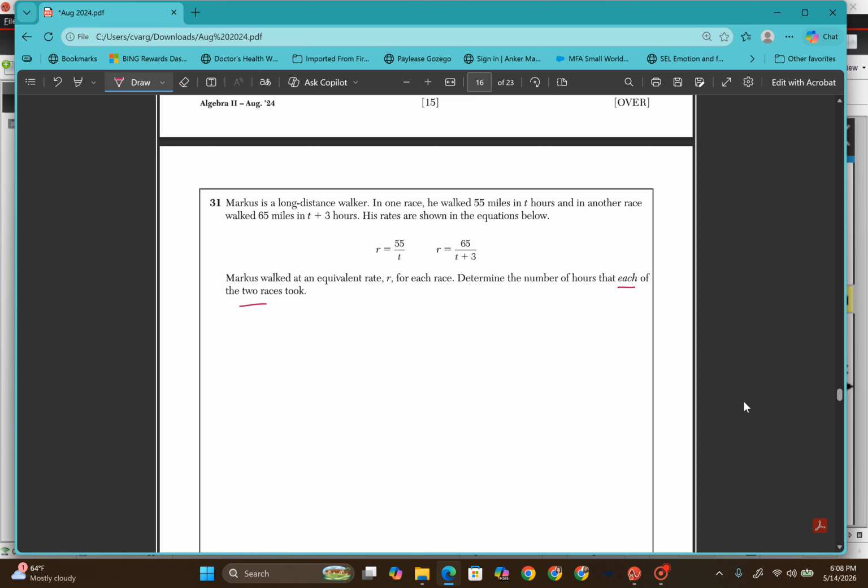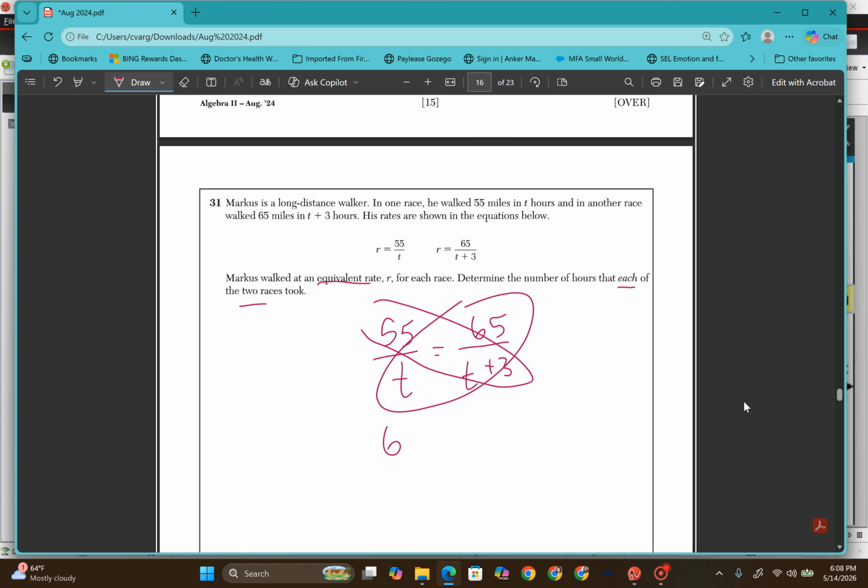Equivalent rate, so we're going to do 55 over t and set it equal to 65 over t plus 3. You could have solved this in middle school. This is cross multiplying. So we have 65t is equal to 55t plus 55 times 3. This is distributive property. That is 165.